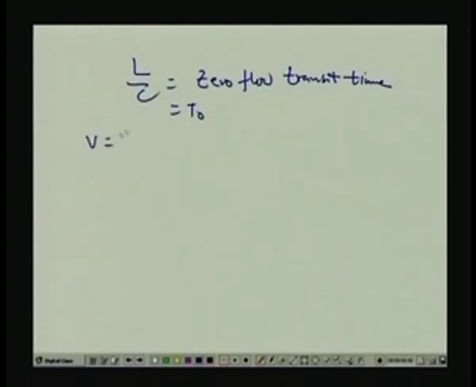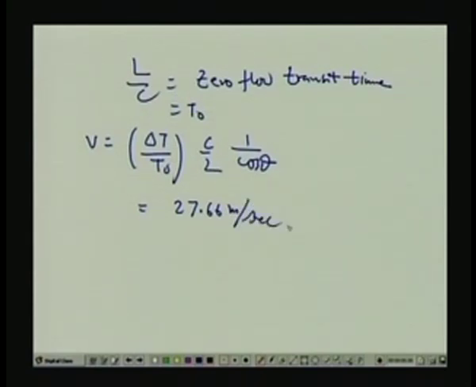So, V equal to delta T by T naught into C by 2 into 1 by cos theta. If I plug in all the values, I will get V equal to 27.66 meter per second, because T naught is already given. Now, there is a percentage change in the velocity of sound. How will my measurement be affected by that? So, let us look at that.